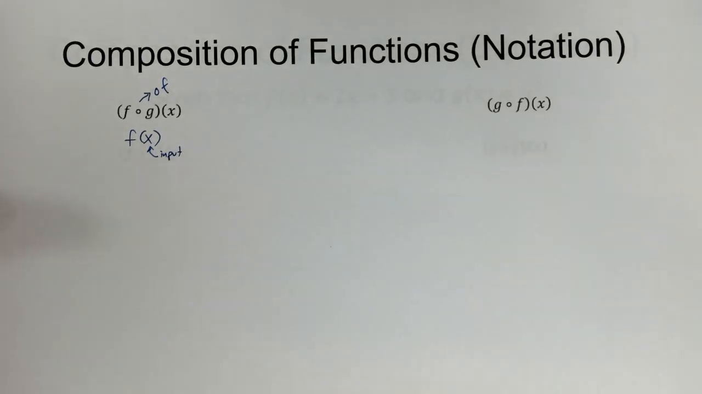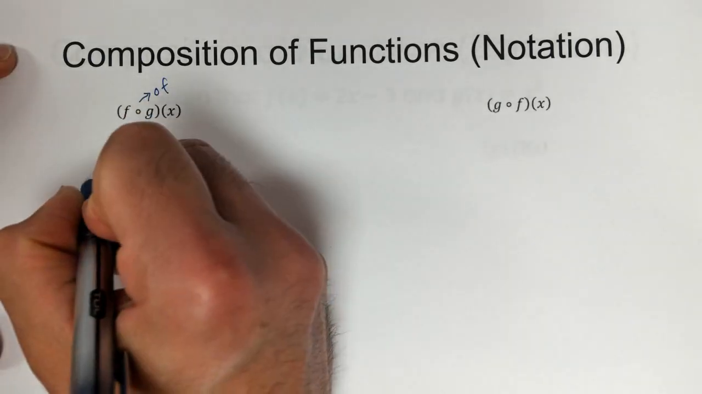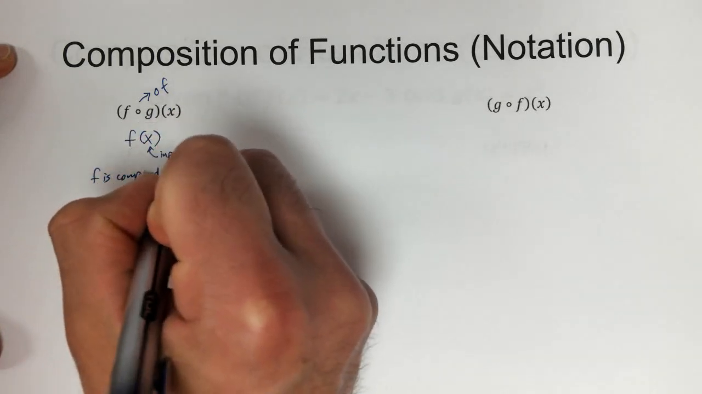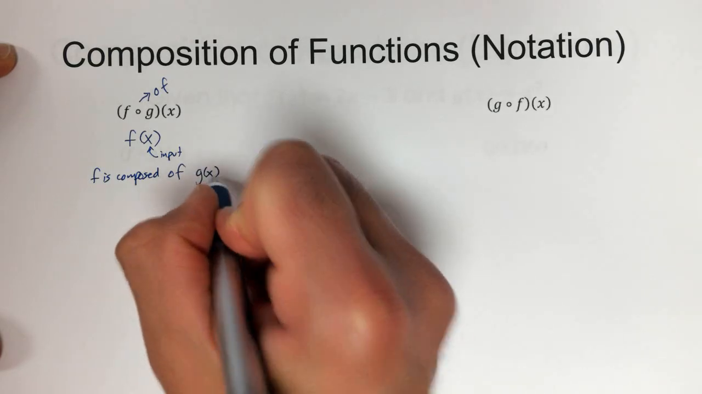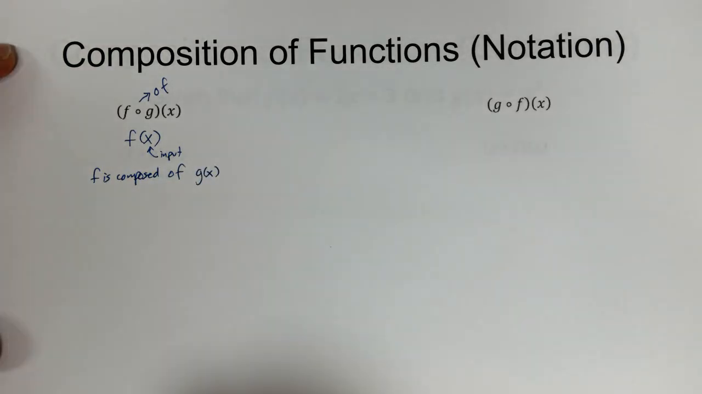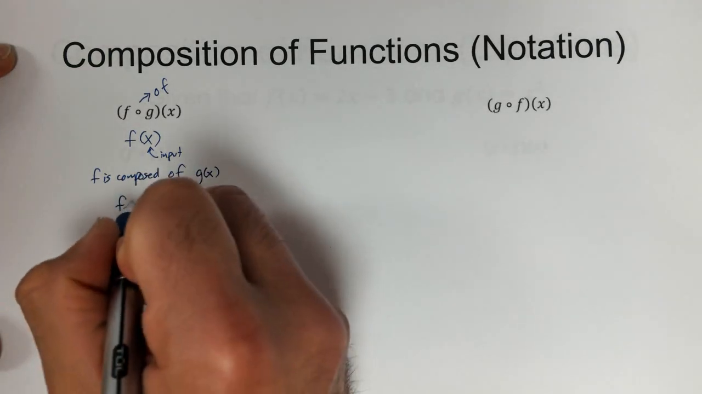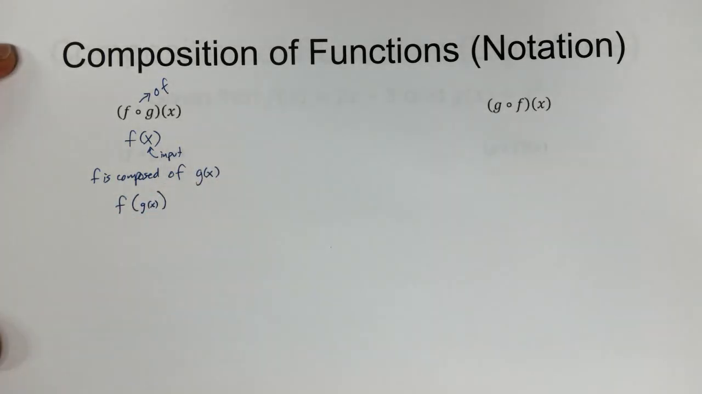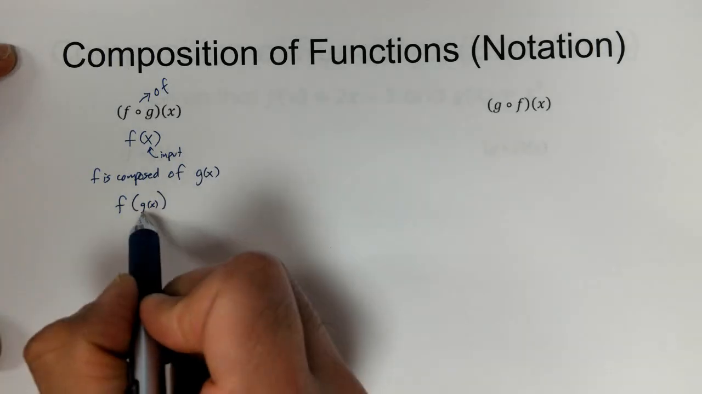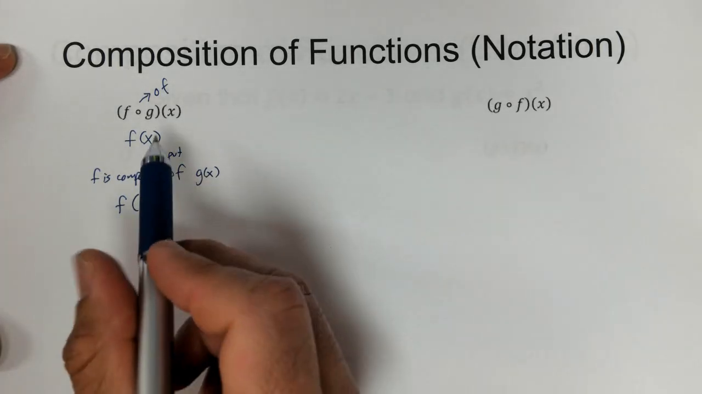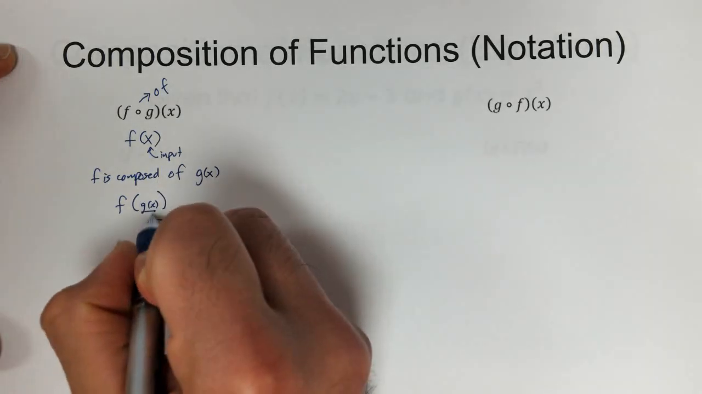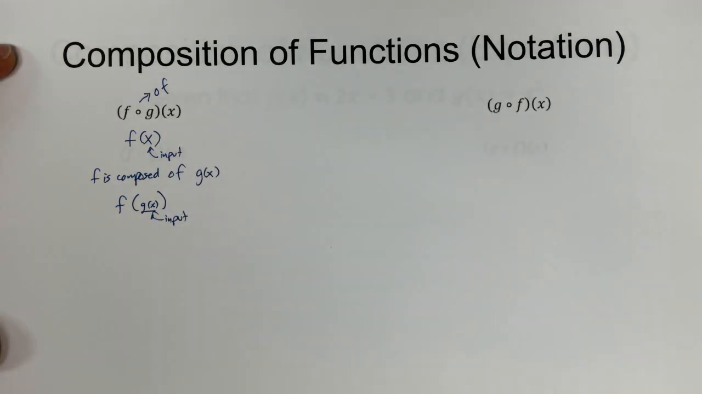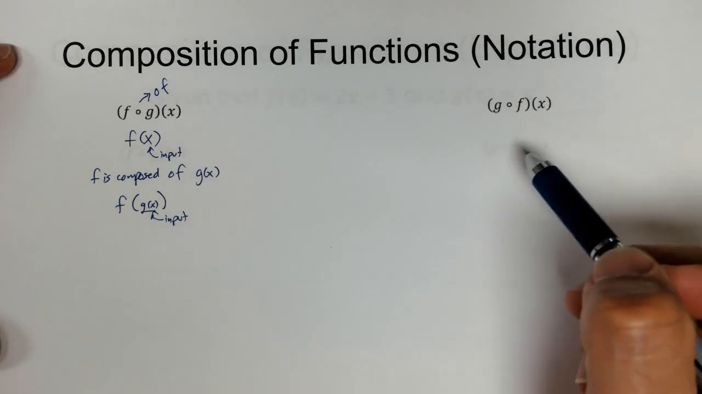So when I have f of g of x, or f is composed of g of x, what this means is that f is my main function and it's going to be composed with g of x as the input. Now g of x, this function, becomes the input for the f of x function. How does it change over here?